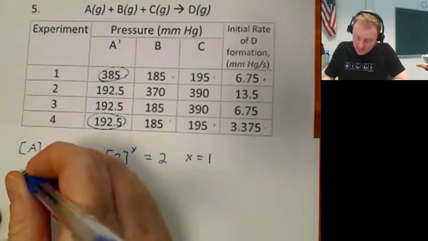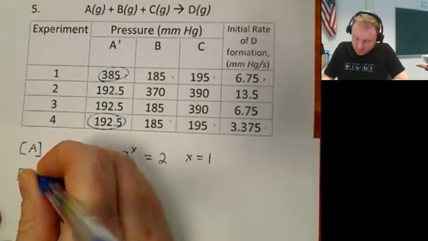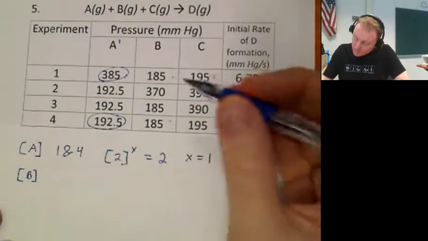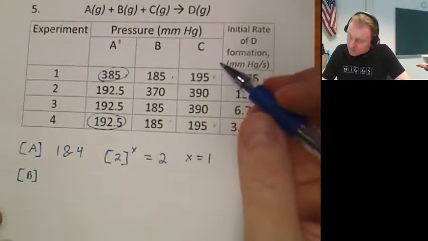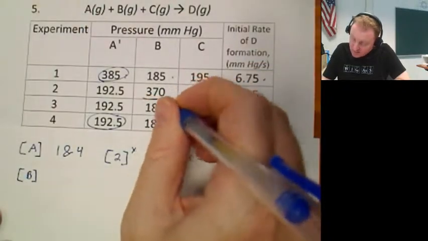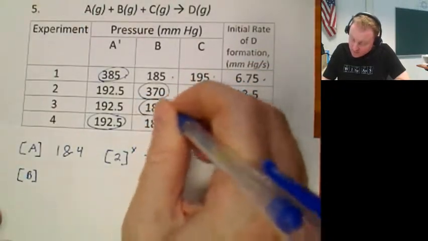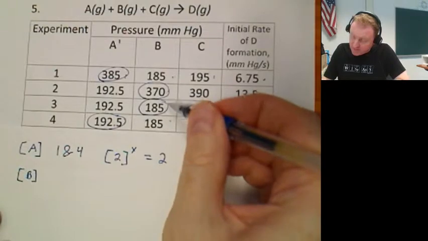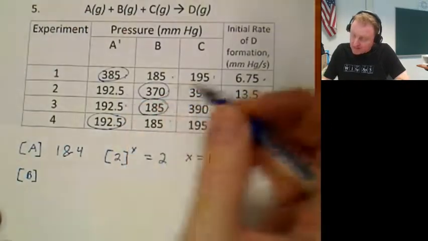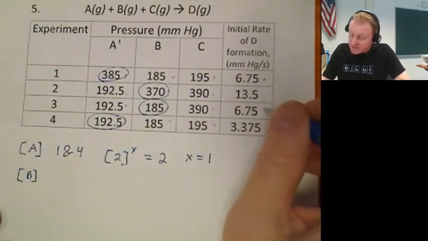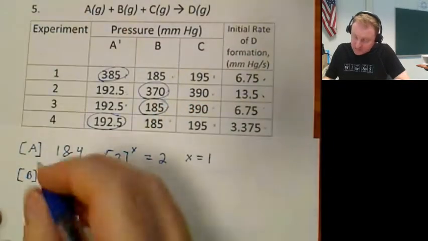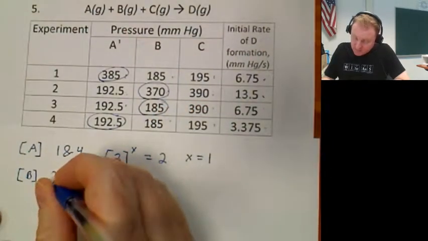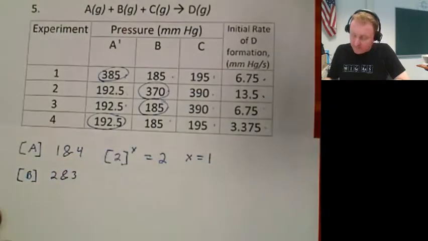Let's do the same thing for B. So which ones will we look at for B? We need to see examples where B is changing but A and C are not. And I'm going to look at maybe 2 and 3. Between 2 and 3 we see B is changing, but A is staying the same, and so is C. So this rate change is entirely because of the change in B. So I'm going to say 2 and 3 for B.